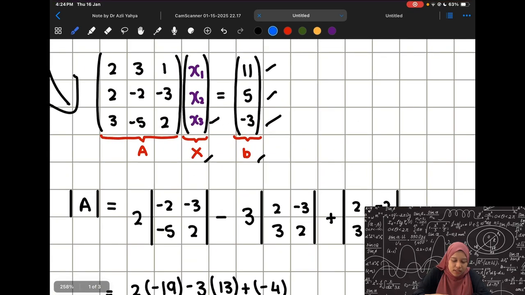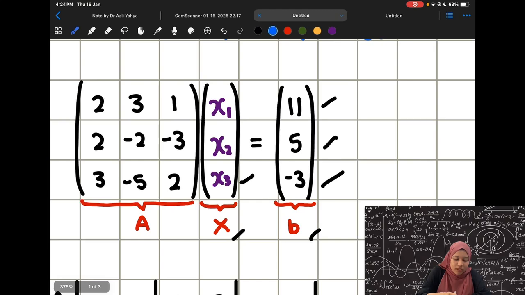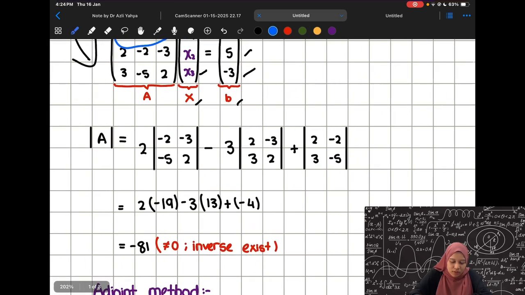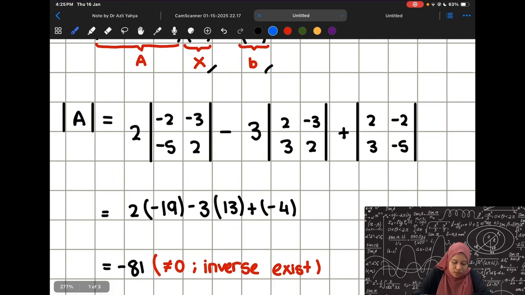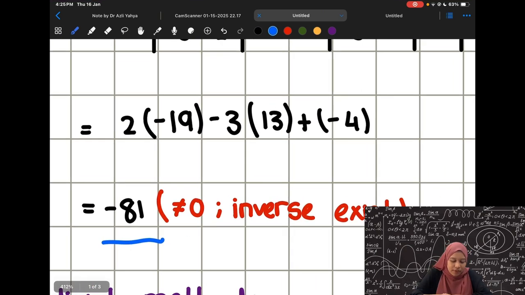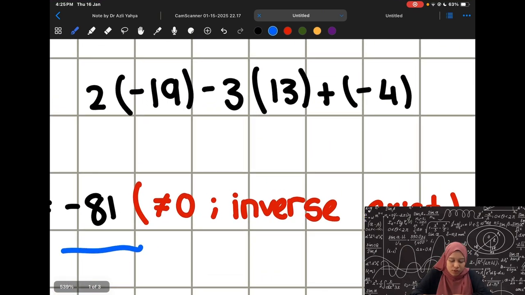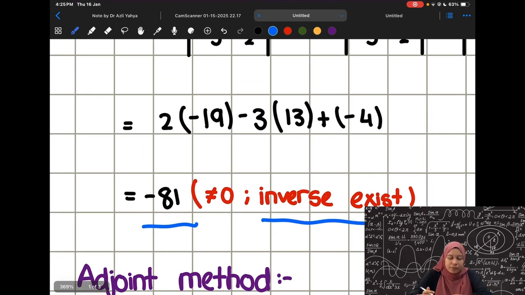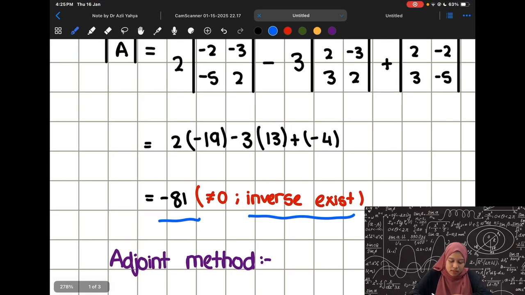So in this case, I pick row 1 to find the determinant of A. So like usually you have to find it, so you will get negative 81. Okay, negative 81 is not equal to 0, so the inverse exists. If the answer is 0, so the inverse does not exist.